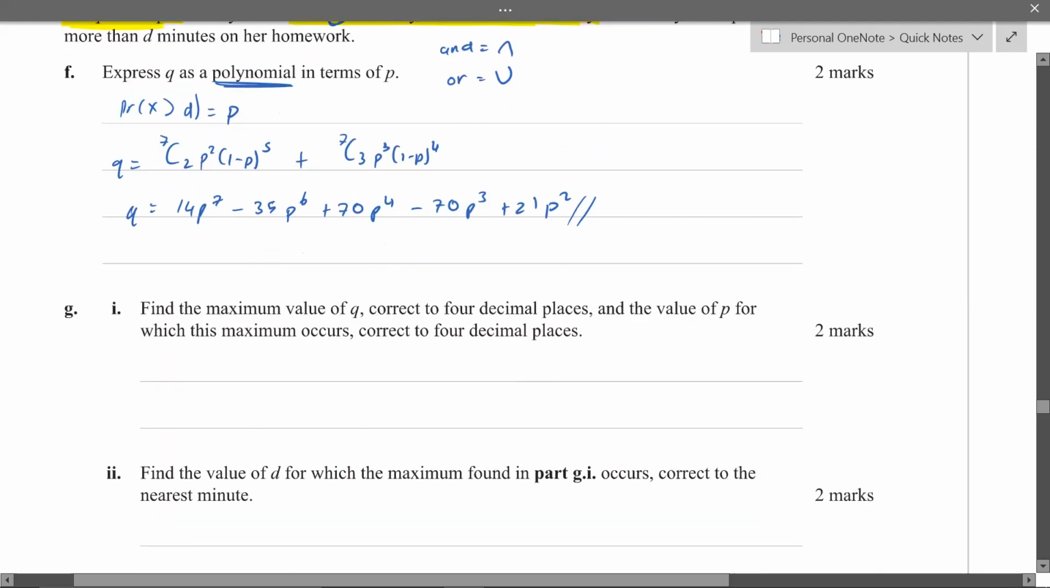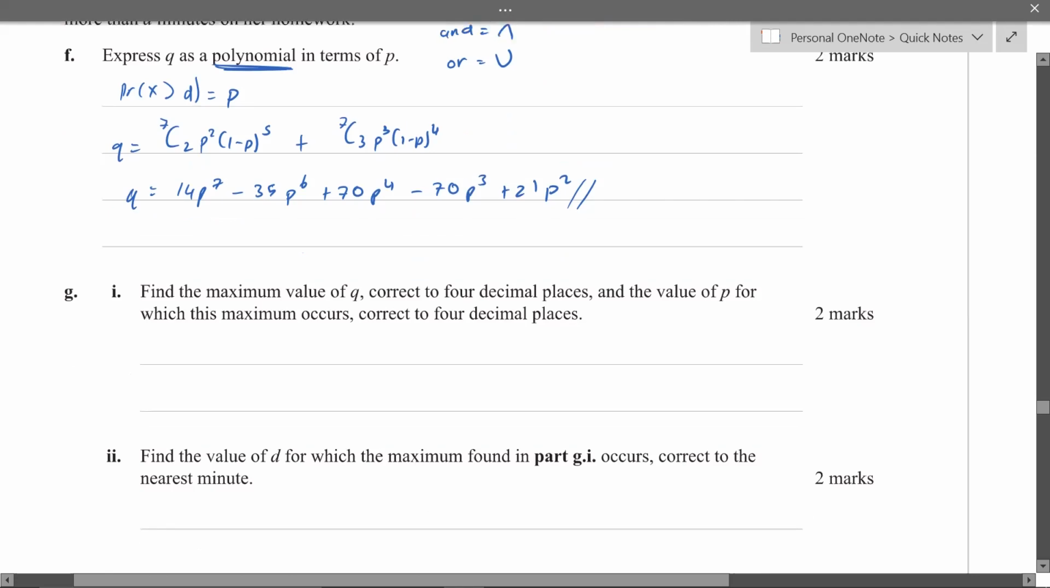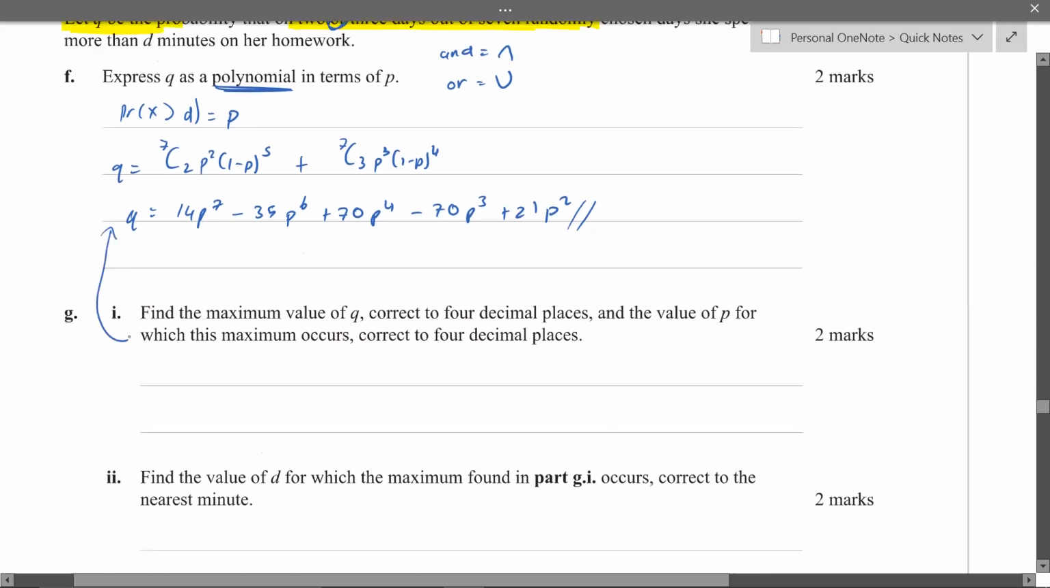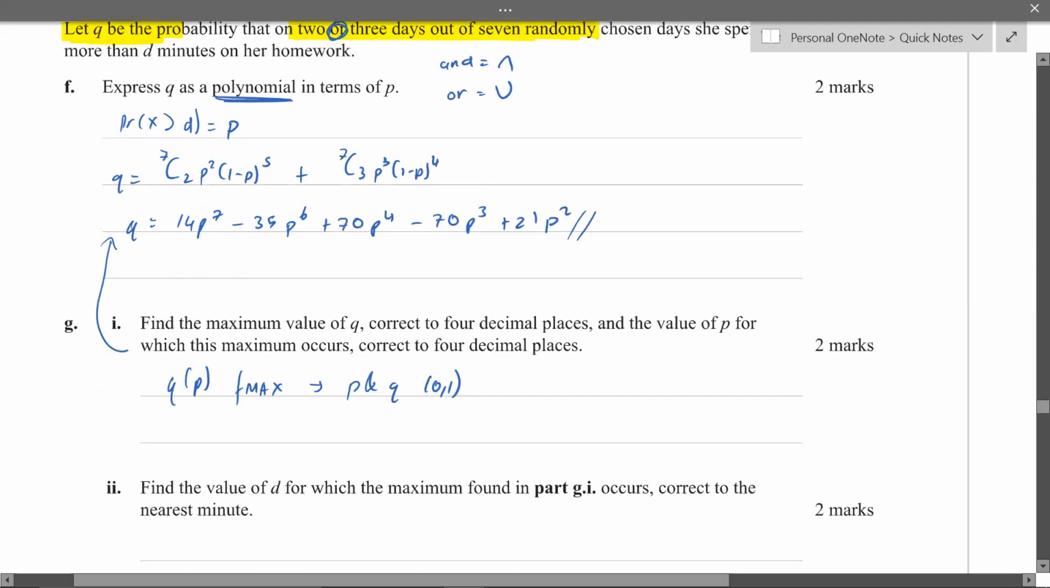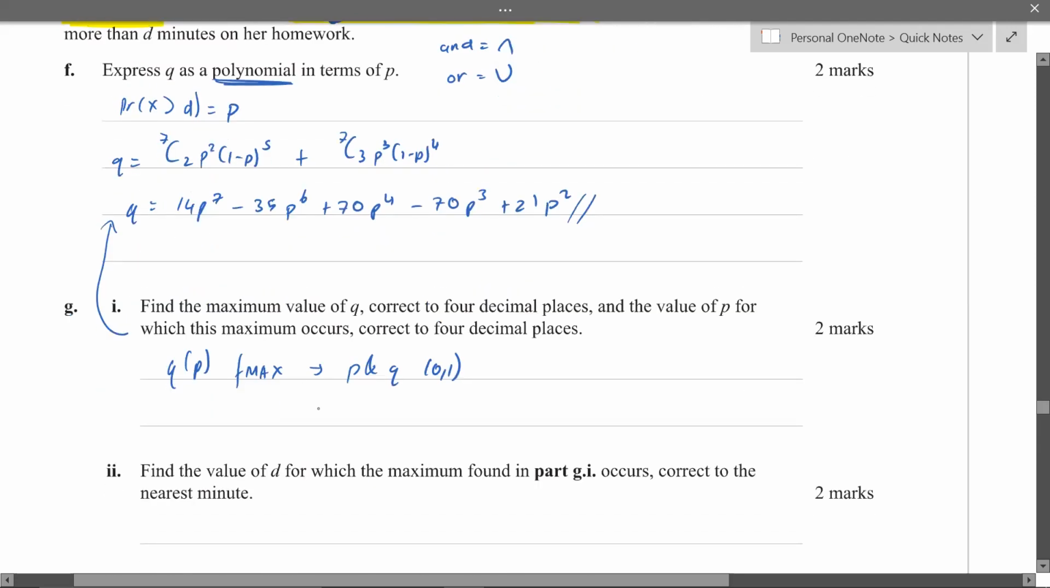So find the maximum value of q. That links to this question, because with polynomials, you can have stationary points. I just put Q as a function of P into my CAS and asked it to find f max. Your domain of P and Q should be 0 to 1 because they're both probability values. When you put that into your CAS, you should get 0.5665 and P is 0.3539.